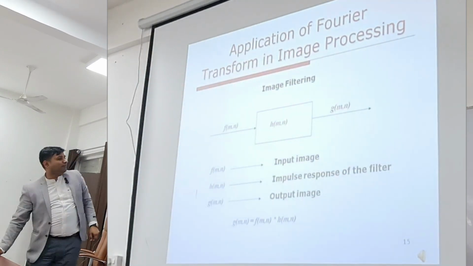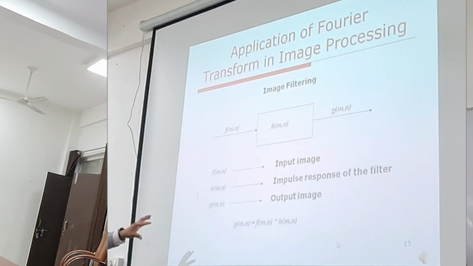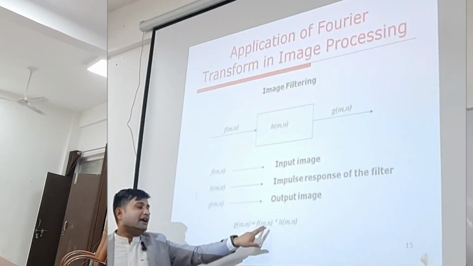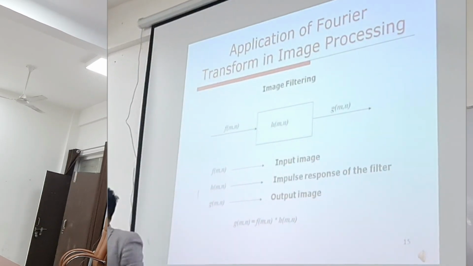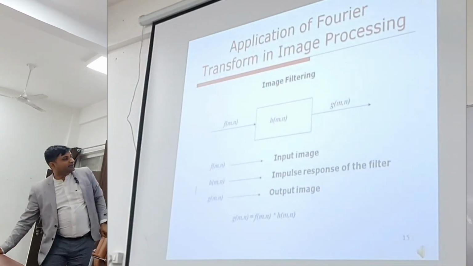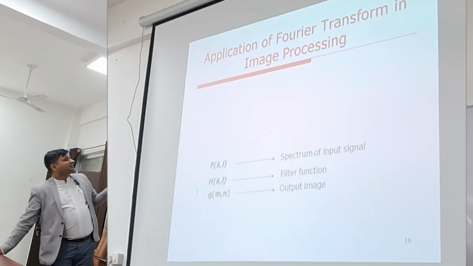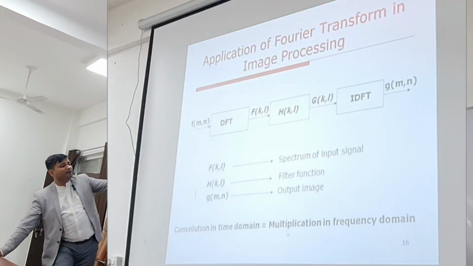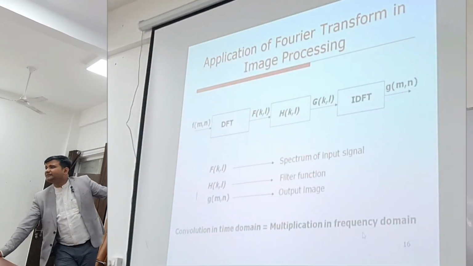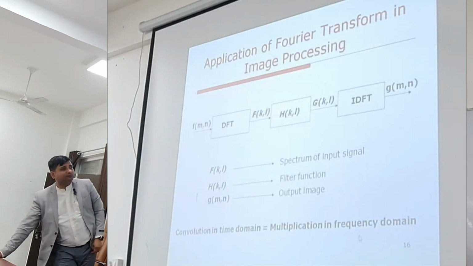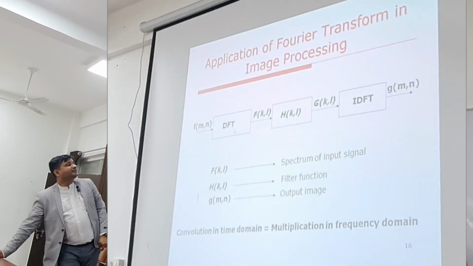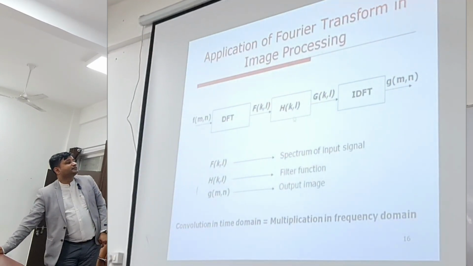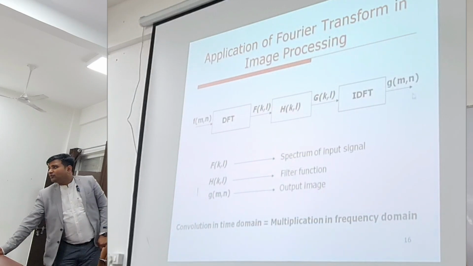After the filtering operation, you are convolving the two signals. g(m,n) is the response of the filter, f(m,n) convolved with h(m,n). This gives the response of the system. And this is the application of image processing in different fields. You have convolution in the time domain, multiplication in the frequency domain. This is the basic use of the image transform. You take the DFT of the signal, and after this, the inverse gives you the original signal.